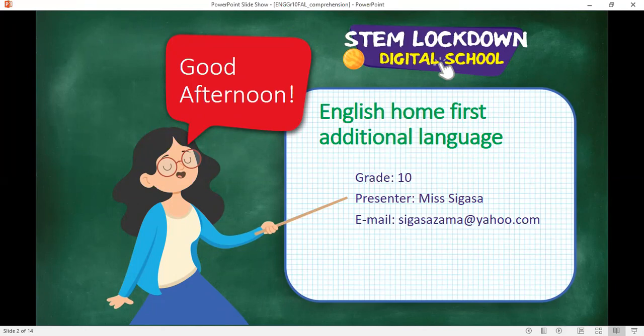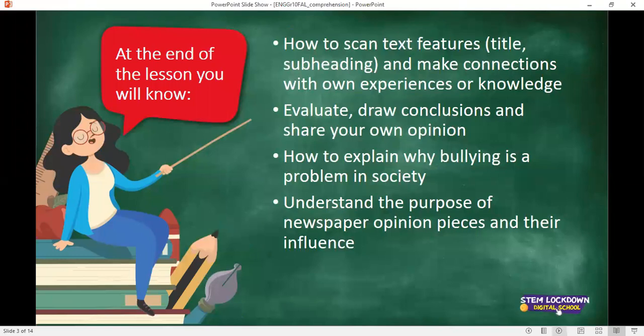All right, so by the end of this lesson, you will know how to scan text features. When we talk about text features, we're talking about the title, the heading, who wrote the article. And you will need to make connections with your own experiences or knowledge. Okay. You'll also have to evaluate, draw conclusions, and share your opinion. And you'll have to explain why bullying is a problem in society. The last thing you will know or do at the end of the lesson is understand the purpose of newspaper opinion pieces and their influence.